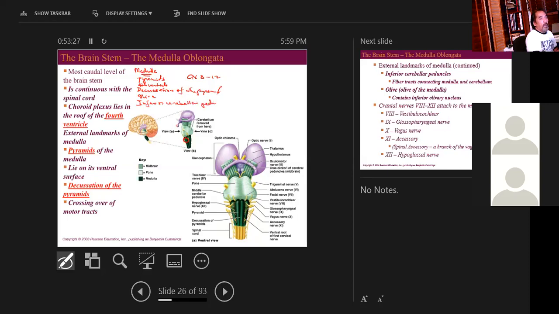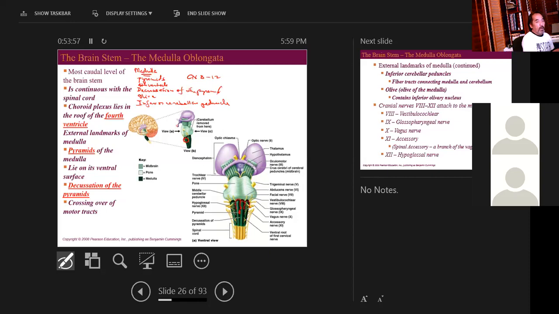So we say peduncle is a connection from one part of the brain to the other. So this one is connecting the brainstem to the inferior cerebellar peduncle. The medulla is part of the brainstem. Okay, so let's take a look at the structures here. So here is going to be the area where the pyramid is on this picture. Not as obvious, but it's in between these two ridges.